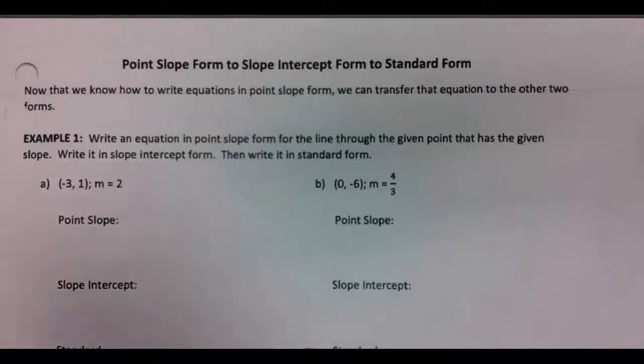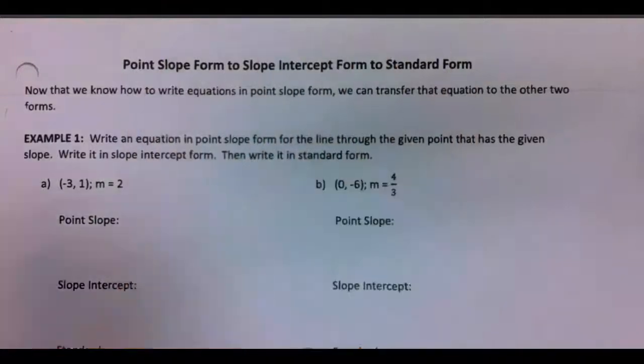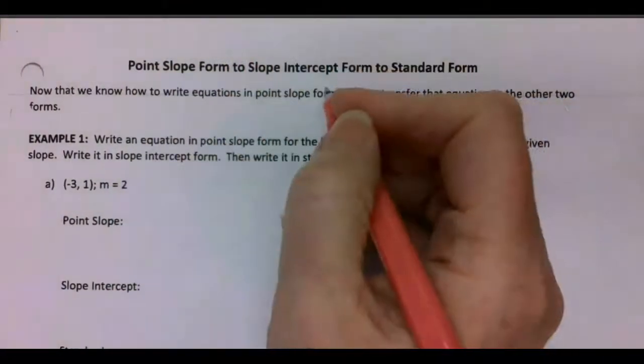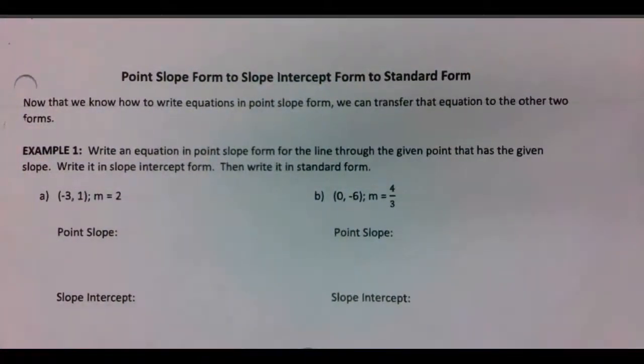Okay, day 2 of point slope form. What we're going to actually do with point slope form is we're going to be able to go to all the different ones. So point slope form, slope intercept. Okay, hopefully you have that one memorized. You need to know these different forms.